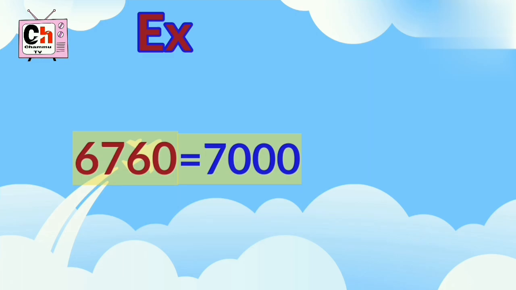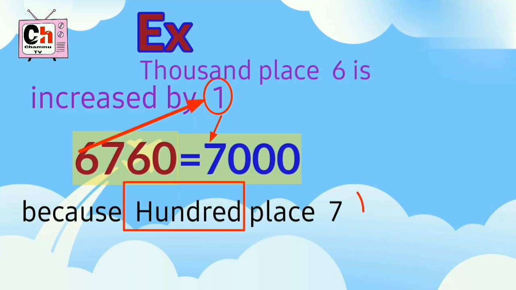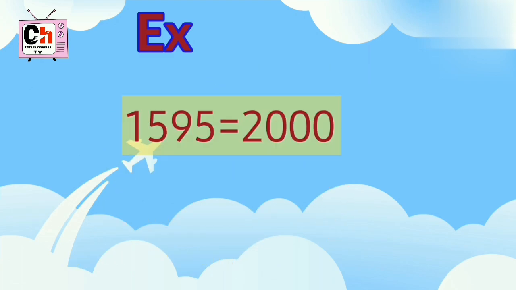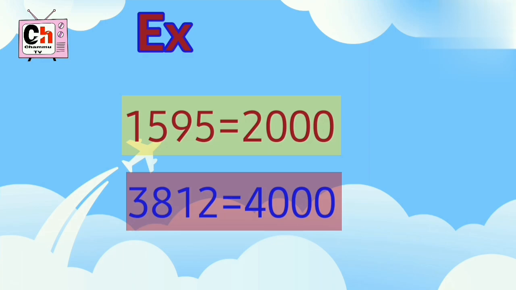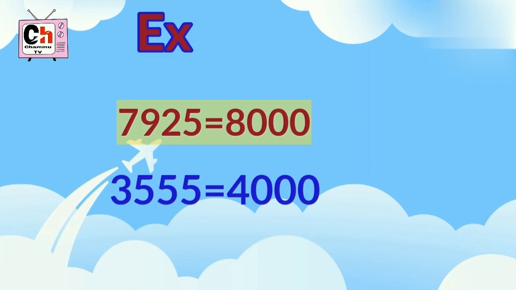6760 equals 7000. 1000 place 6 is increased by 1 because 100 place 7 is more than 5. 1595. 3812 equals 4000. 7925 equals 8000.